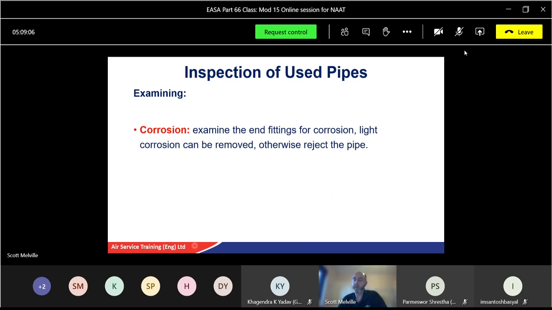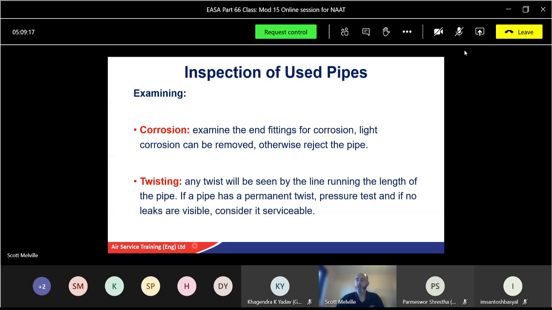Corrosion, as it's self-explanatory, examine the end fittings for corrosion. Light corrosion can be removed, otherwise reject the pipe. Twisting, again, no twist. Any twist can be seen by the line, like we saw in the pipe earlier, that runs the length of the pipe. If a pipe has a permanent twist, pressure test it. If no visible leaks, you can consider it serviceable.